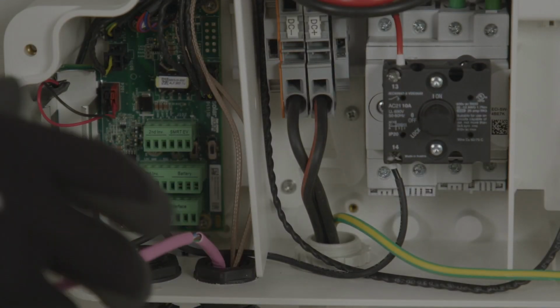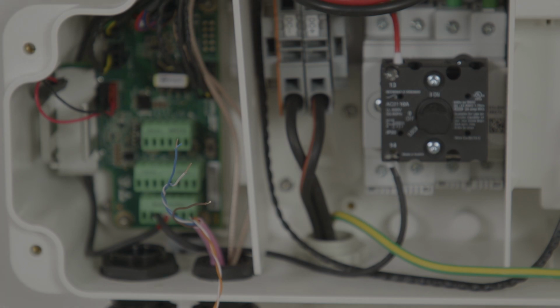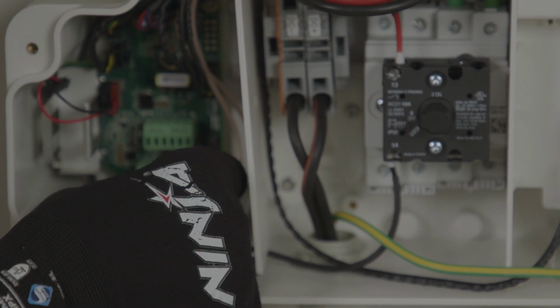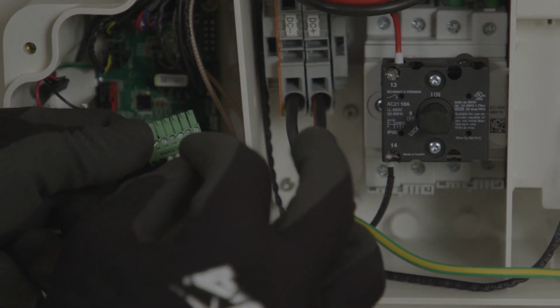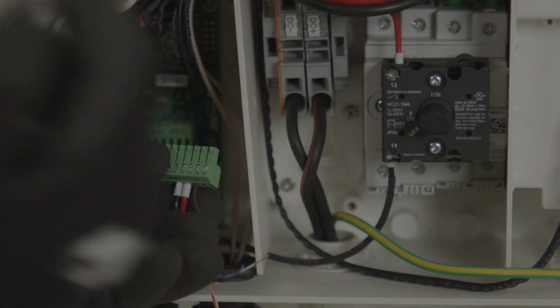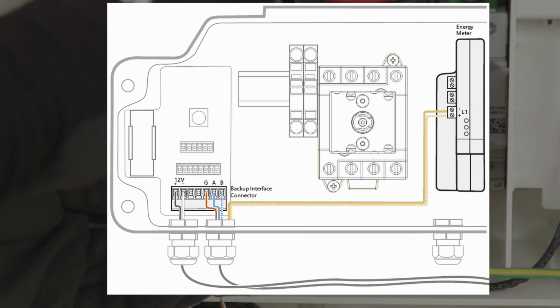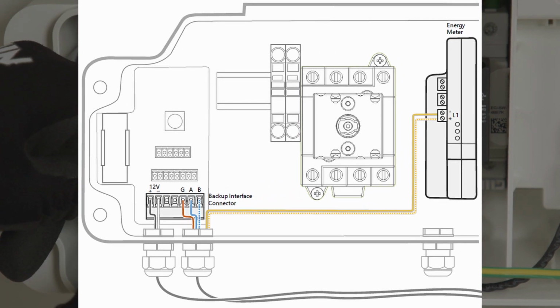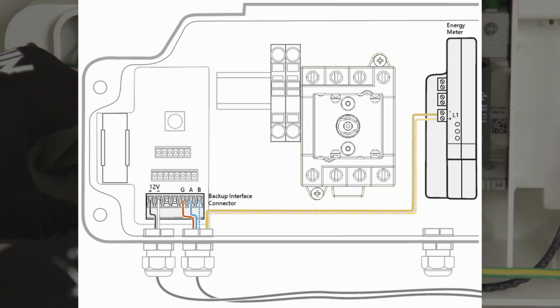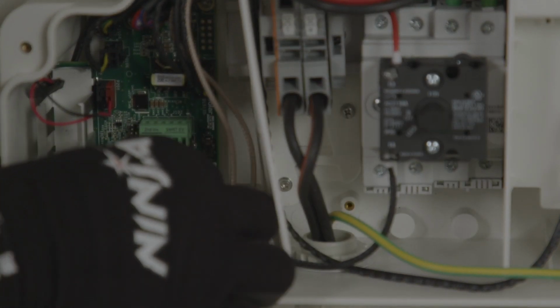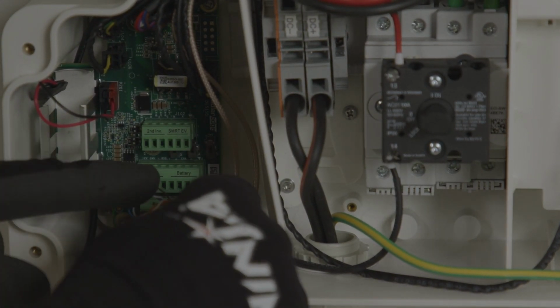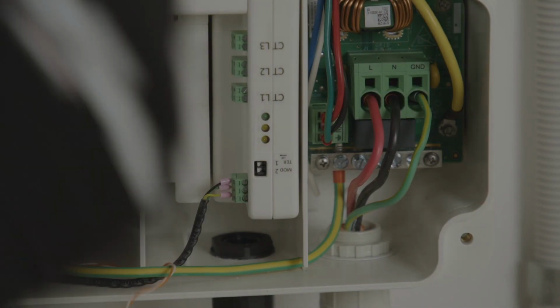Then inside the Energy Hub DCD, you need to wire the communications cable to the backup interface terminals, ground, A and B, as well as the 12 volt power supply. And the CT connection can be connected into the CT L1 terminal.